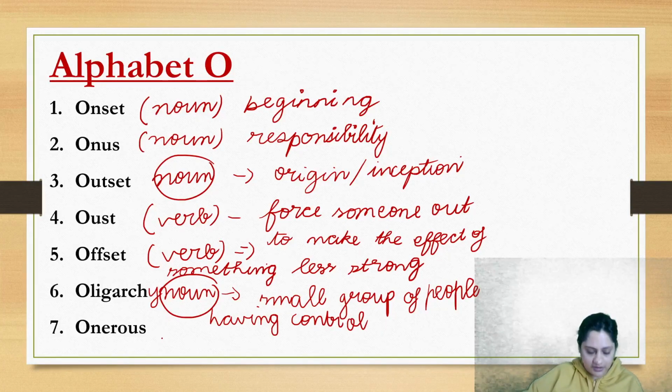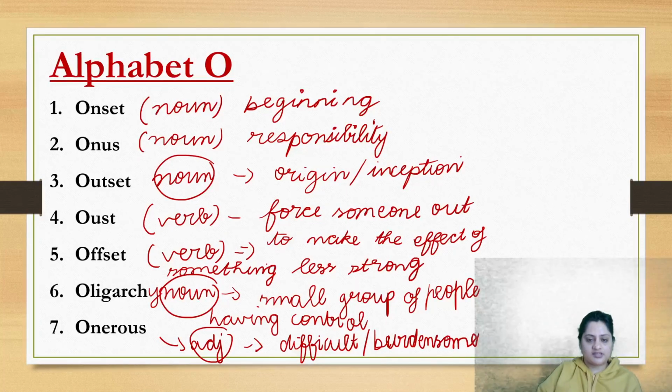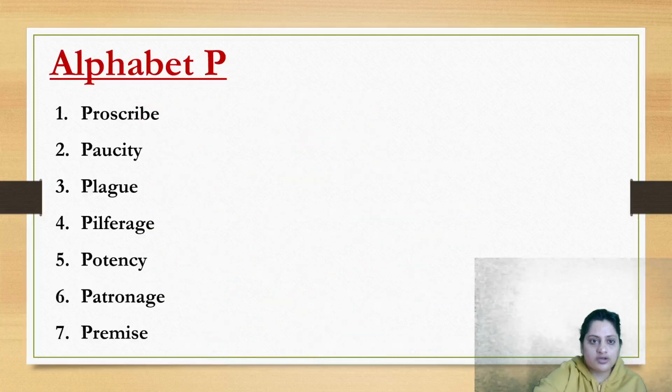That is oligarchy. Onerous, guys, again an adjective, which is something difficult, burdensome, which requires a lot of effort. Any task which is onerous is burdensome, requires a lot of effort to be completed. Burdensome, onerous, right? Moving on to your alphabet here. So, few more to go.